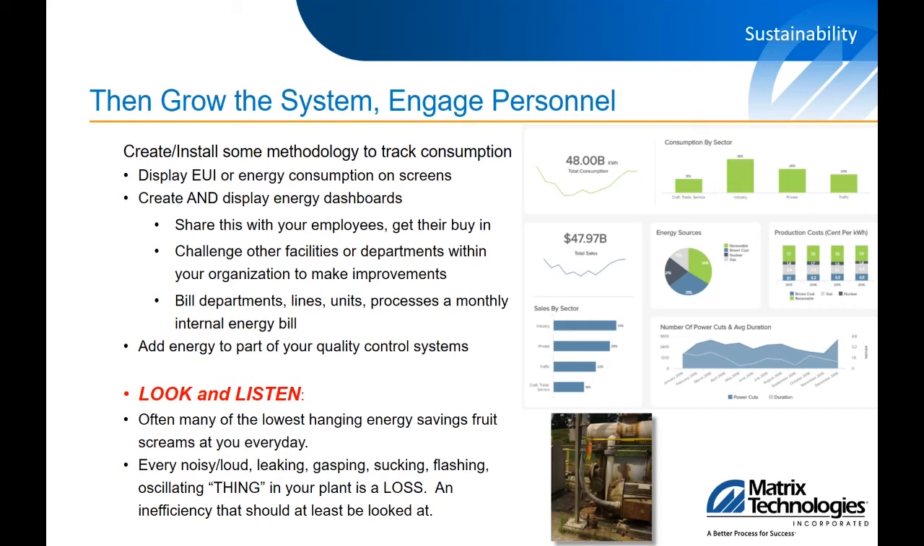The other thing I would say is to look and listen. Often the lowest hanging fruit, it screams at you every day. Everything in your plant that is noisy, loud, leaky, gaspy, sucky, flashy, oscillating, everything that makes a noise like that is a loss. These are an inefficiency.